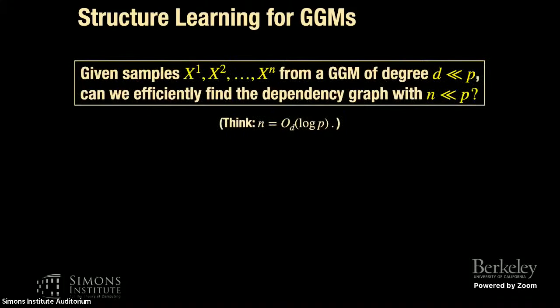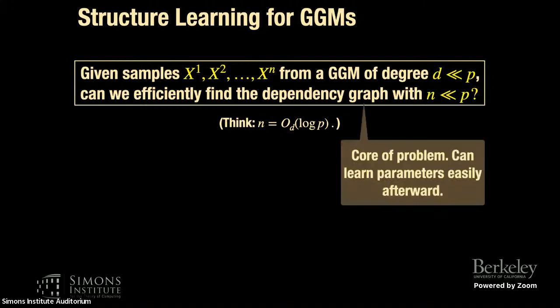So in summary, the question we're studying is the following. I'm giving you n samples from a multivariate Gaussian distribution, where n is now much less than the ambient dimension. You should typically think of it as logarithmic in p. And we'd like to find the dependency graph of the Gaussian distribution. All right. And as I said, once you know the dependency graph, you can estimate the parameters easily because then it becomes a d-dimensional problem instead of a p-dimensional problem, and you can do standard stuff there.